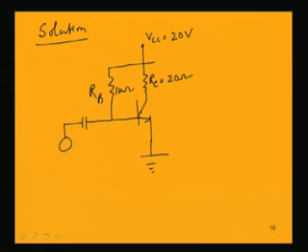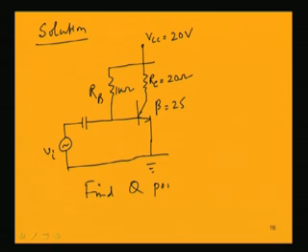and the input is say Vi, a signal Vi is used. Now, the beta value of this transistor is 25. So, in this circuit now, in order to find out the quiescent point, first we have to find out the Q point, because we have to know the DC power input.